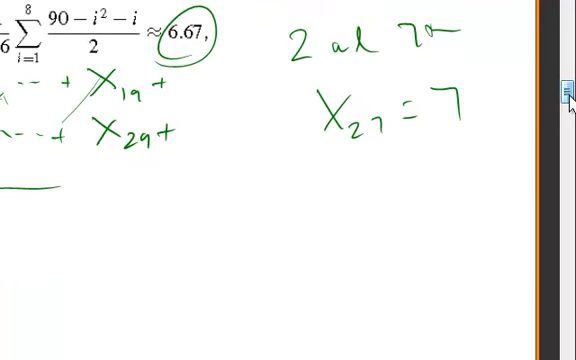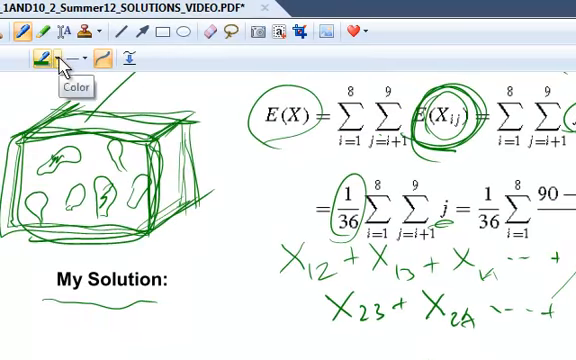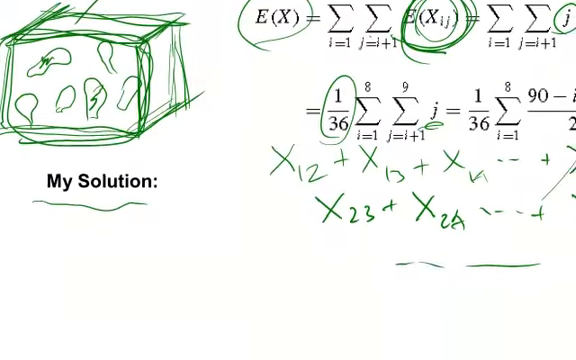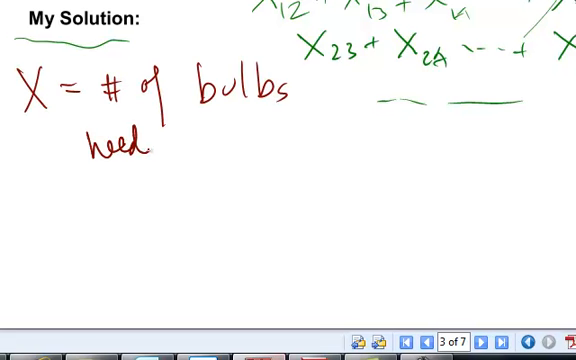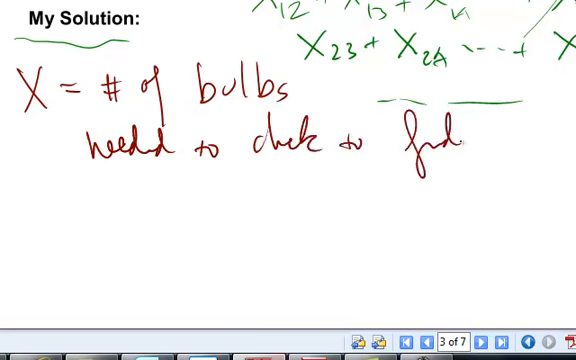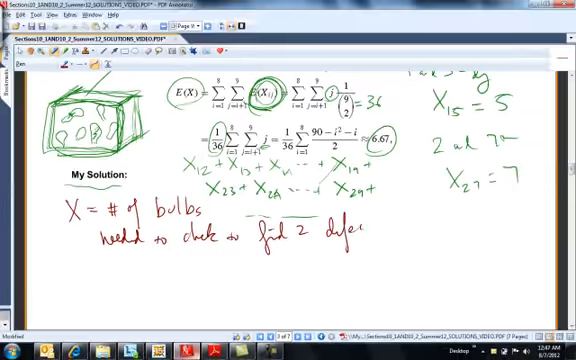let me show you what I ended up doing. I think I'll go over to Maple too. Let's just choose a different color. Let's go here. I let x equal the number of bulbs needed to check to find two defectives. And x could take on the value 2, 3, all the way up to 9.